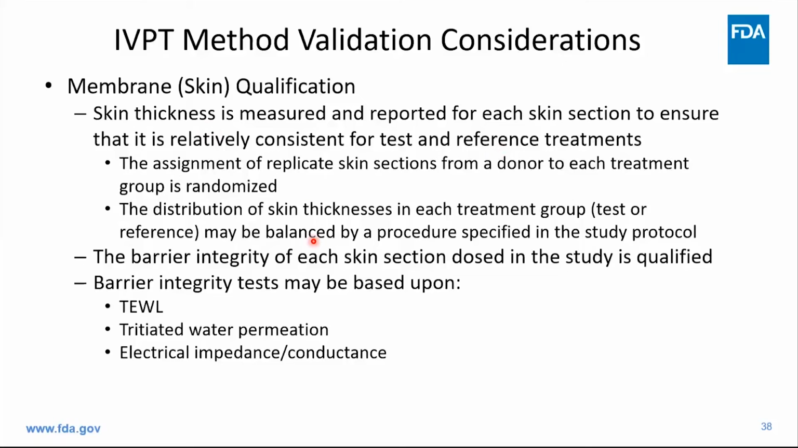If you're concerned that, well, I randomized it, but now I've got all my test samples of skin are really thick and all my reference ones are really thin, this is not a well-balanced distribution. So if there's a pre-specified criterion in the study protocol that can eliminate that bias, then that can be utilized. The barrier integrity of each skin section dosed in the study is qualified by typically one of three barrier integrity tests: TEWL, tritiated water, or electrical impedance or conductance. And this is what's involved typically with qualifying the skin.